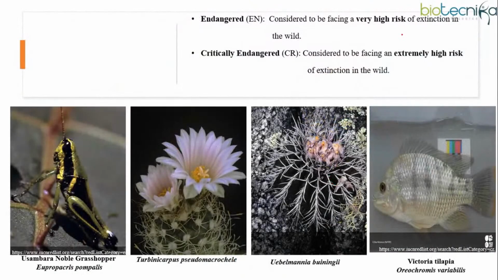Then endangered. The taxa belonging to this category are considered to be facing a very high risk. And critically endangered, they are considered to be facing an extremely high risk of extinction in the world. So here are some examples you can see on the screen.